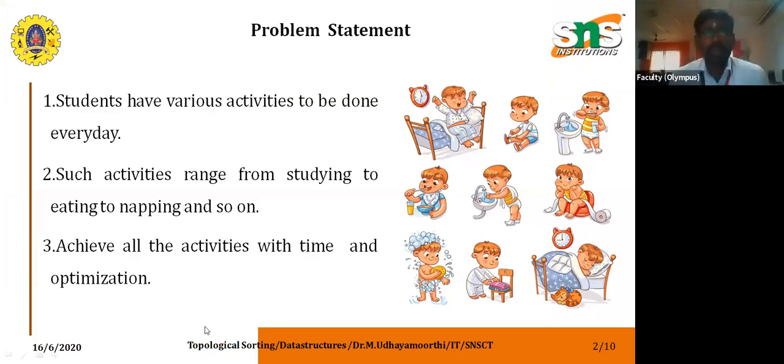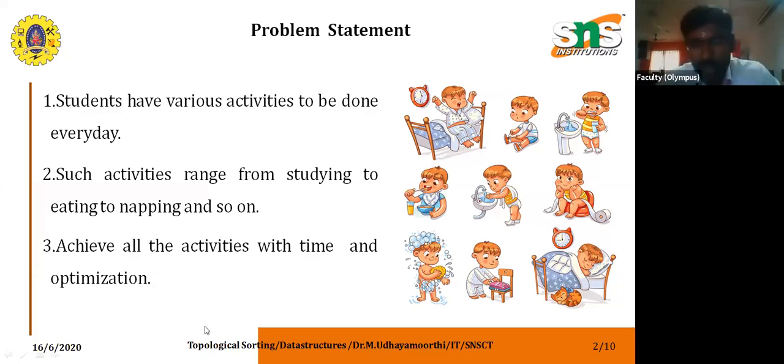So see here, there are 3 statements given based on the students' ordering. Students have various activities to be done every day. Such activities range from studying to eating to napping and so on. Then achieve all the activities with time and optimization. அவங்க என்ன சொல்றாங்கன்னா ஒரு normal human being or child or any person, he will do all these activities, and while doing them he should achieve everything with optimal optimization. Simply, you have to complete your task in an effective manner.